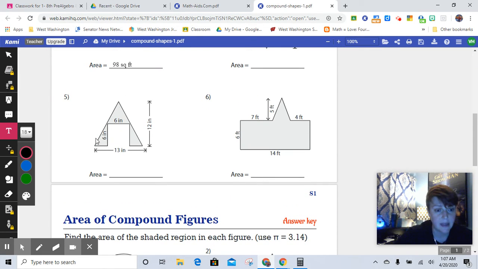Okay, right here. This is like a big triangle with a square cut out. And you have all the information. This is 6 by 6, so you're going to subtract that from the area of the triangle.